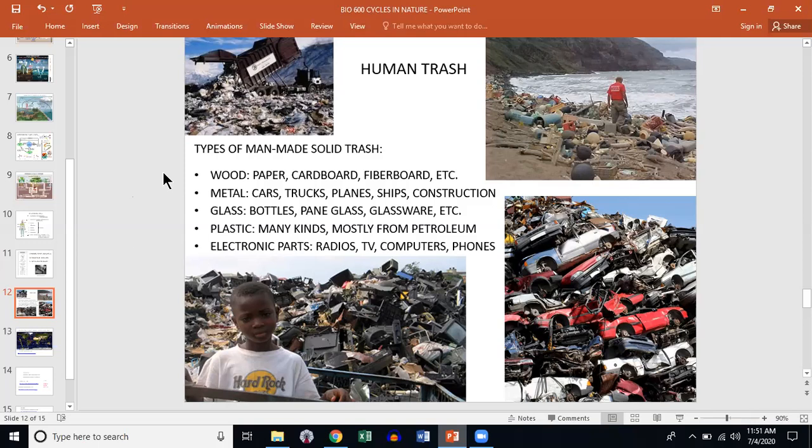And wood includes also paper, cardboard, fiberboard, all that stuff that has mostly a cellulose basis, right? Whereas metals, we know metals all over the place. It would be mostly iron, but also some other metals built in there with alloys and so forth. But again, I would say mostly the key element in metals is going to be iron one way or another. Glass, mostly silica or silicone, all different kinds of bottles, other kind of glassware that gets broken and so forth.